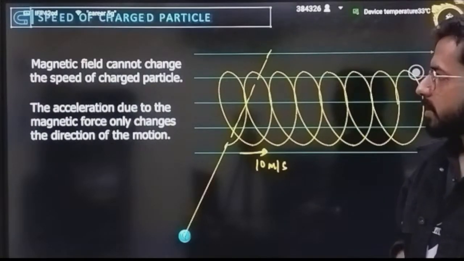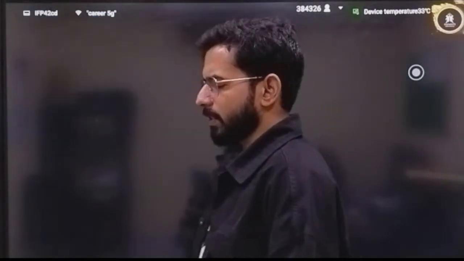So now we will be entering into the motion of a charged particle: how much force will be applied, how much speed there will be, the acceleration, and what kind of path the charged particle will be following. These kinds of things we are going to discuss in the next lecture.